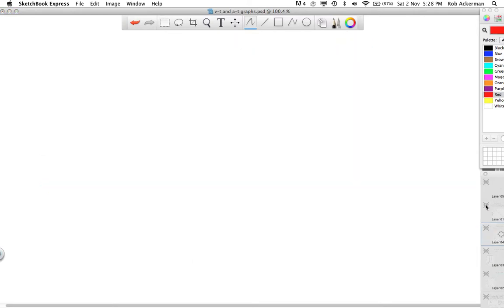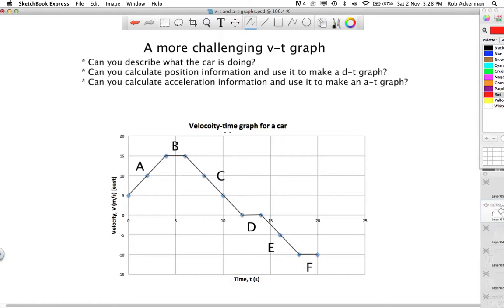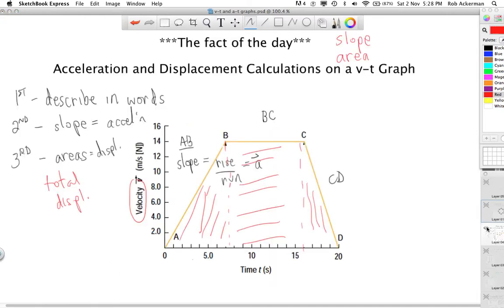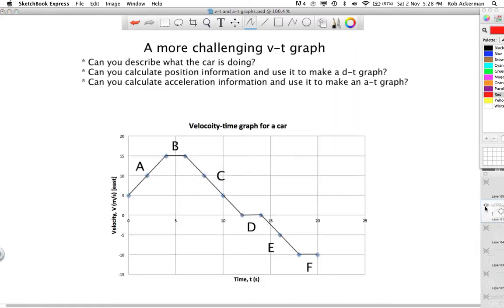All right, moving on. Next up, I want to give you a more challenging velocity graph, and I'd like you to do pretty much what you did back here, where I asked you to describe in words what's going on, find the slope, and find the areas. Do that for this graph. However, can you see with this graph, something is happening that didn't happen on any previous graph. See if you can pause the video and find out what that is.